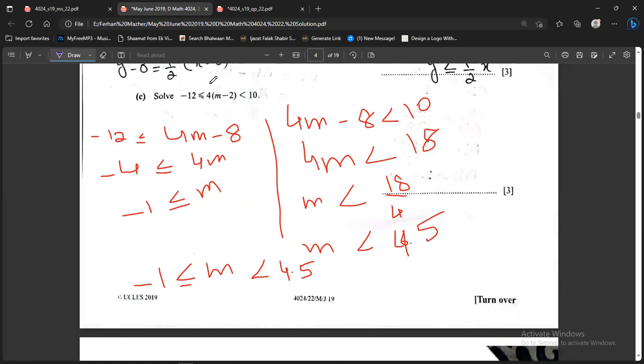I will then solve this portion, and we will have 4m minus 8 less than 10. 4m will be less than, this -8 will go to the other side and it will add there. So you will have 4m less than 18. So m will be less than 18 by 4. 18 by 4 is 4.5. So m is less than 4.5. So my final answer will be m is greater than or equal to -1 and less than 4.5.